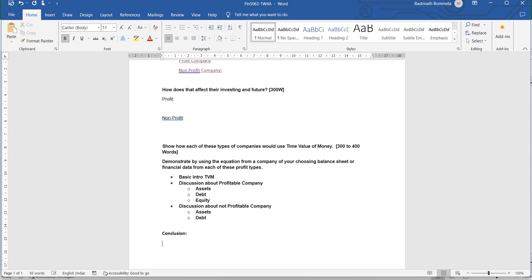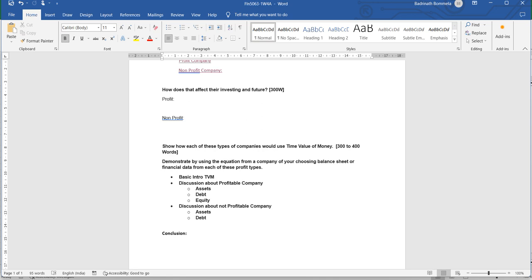After writing these three sections, give a small conclusion about how financing options vary for different types of companies, and how time value of money can be used by companies to understand what amount they can make and what amount they are going to repay to the financiers. Okay, this is all about the task. It's a lengthy explanation, but make sure you listen once or twice so that you understand it properly and write the task in 1,000 words.